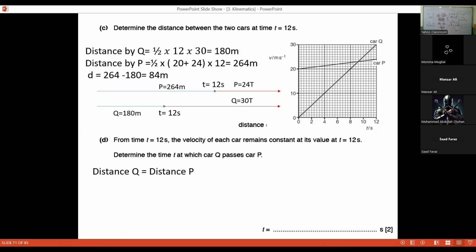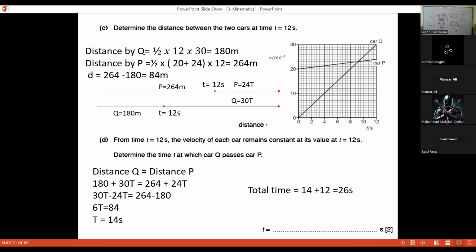Q का डिस्टेंस हो जाएगा 180 plus 30t और P का डिस्टेंस हो जाएगा 264 plus 24t. यहां से हम T के लिए सॉल्व करेंगे. And from here, T comes out to be 14 seconds. That is, after 12 seconds, Q will take further 14 seconds to catch up with P. So what is your total time? 14 plus 12 is 26. इनको बेटा आपको खुद भी सॉल्व करना है, because अगर आप खुद सॉल्व नहीं करेंगे तो फिर ये चीजें वैसे समझ तो आ रही होती है, but use your own calculations and thinking to solve these questions.